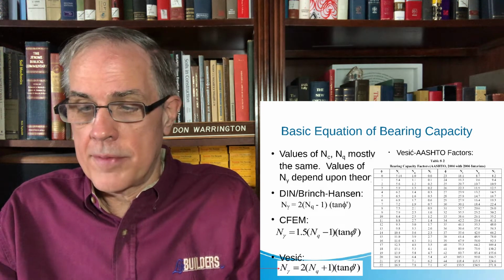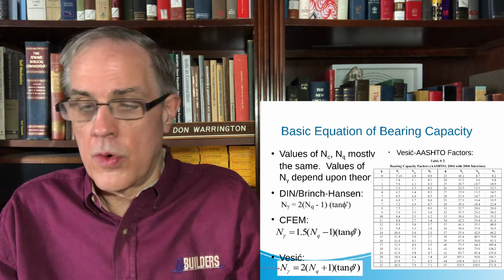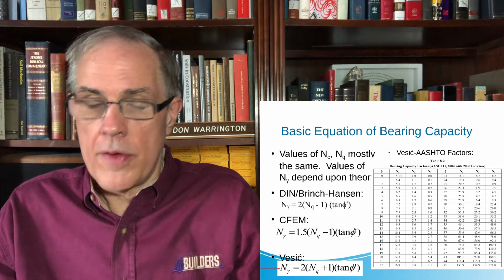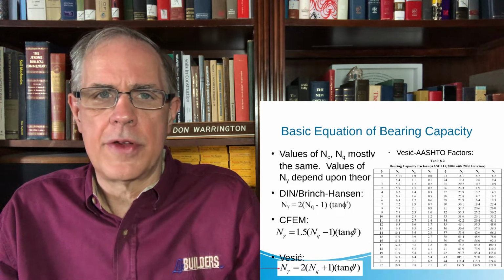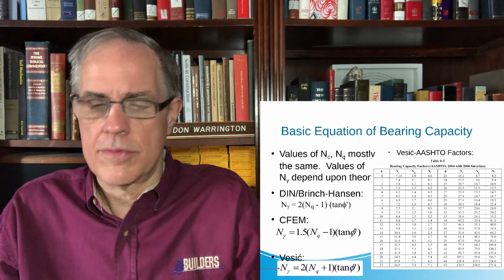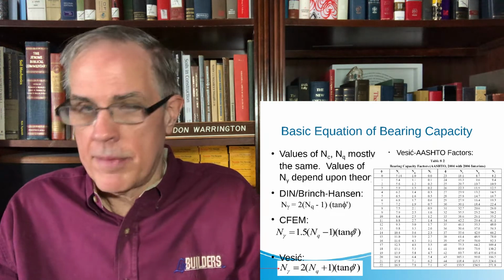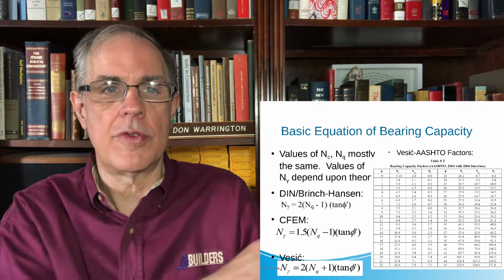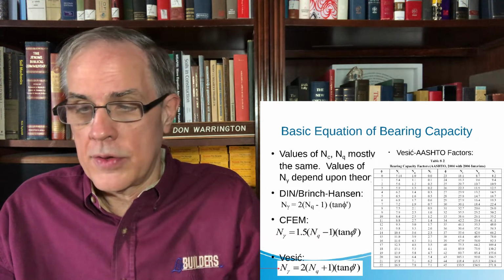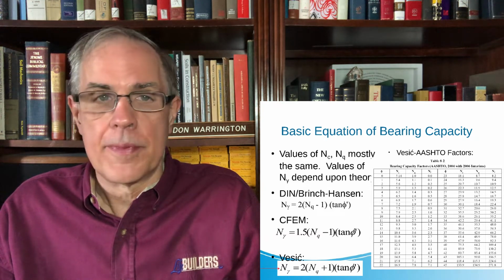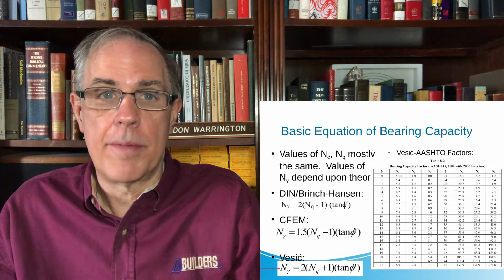You've got DIN, Brinch Hansen, CFEM, or Vesic. In the United States, AASHTO has decided on Vesic's N_gamma, which is right down here at the bottom. But the easier way to do it is to use this table, which is in your book, and those are the Vesic factors upon which the AASHTO factors are based.